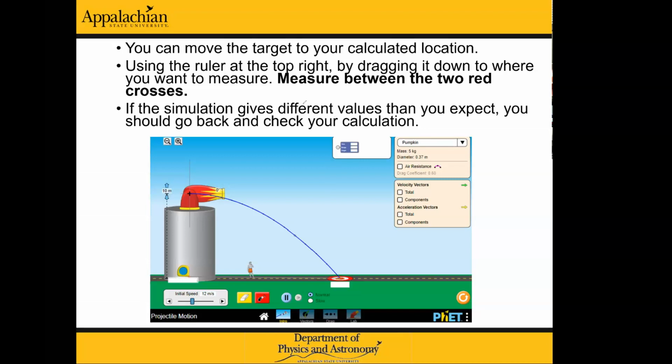If the simulation gives you a different value than your algebra, that's a really good indication that there's a problem with either your calculation or your algebra. So don't just continue on and say, oh, the simulation's wrong, because it's more likely that you should go back and recalculate your predicted value, okay?